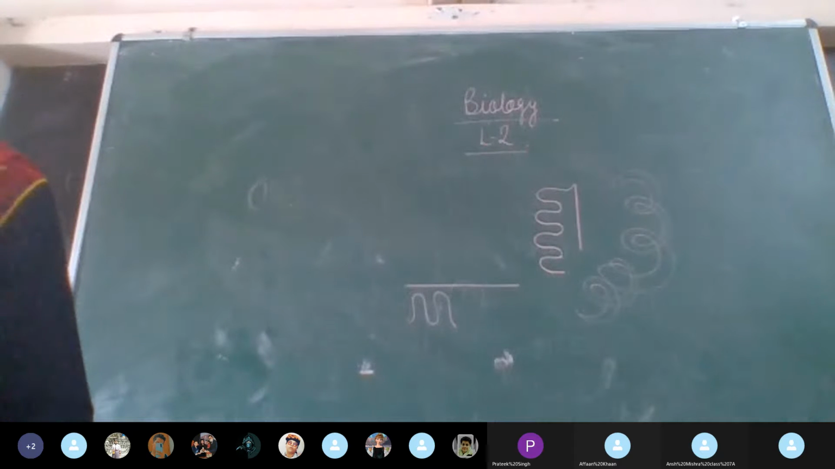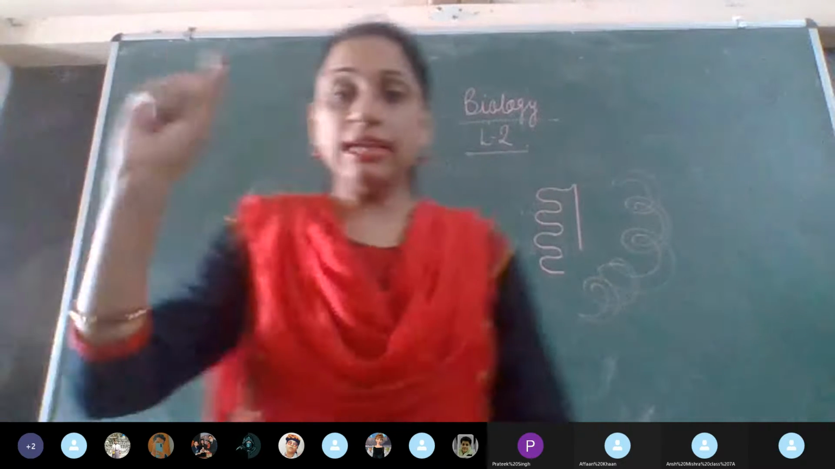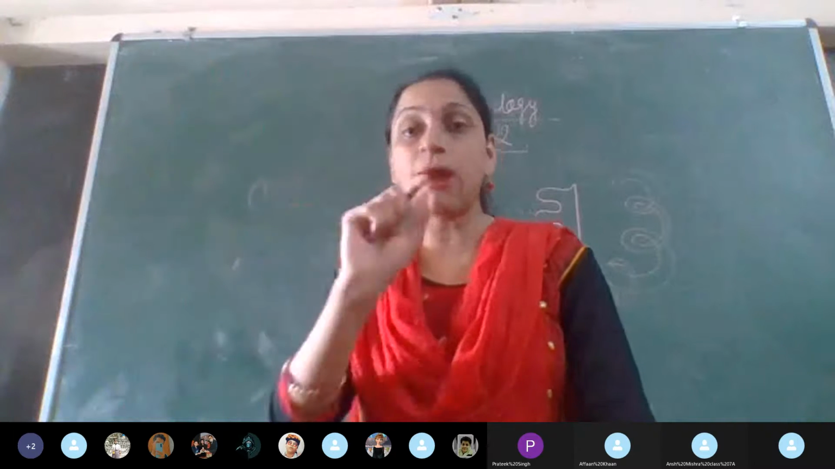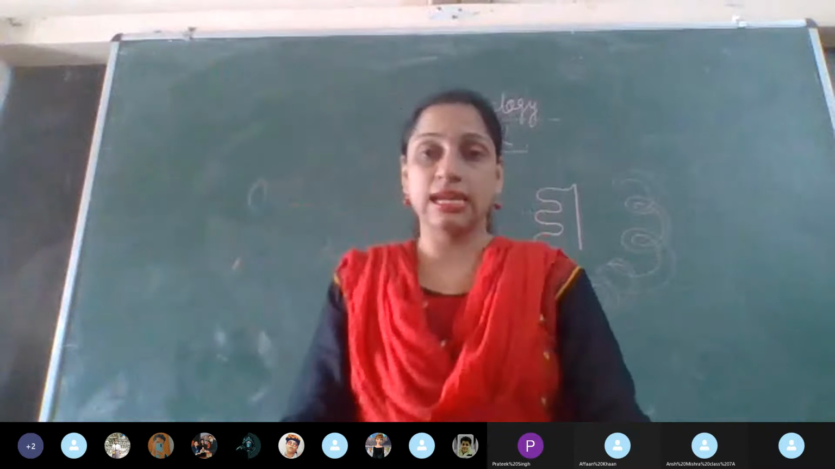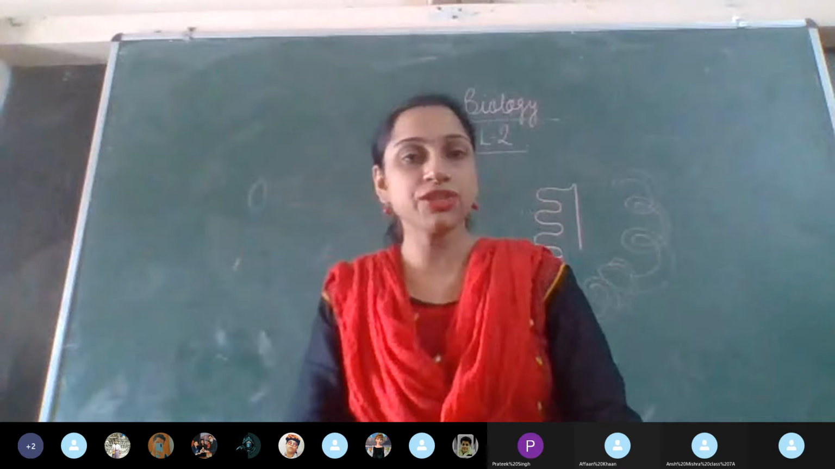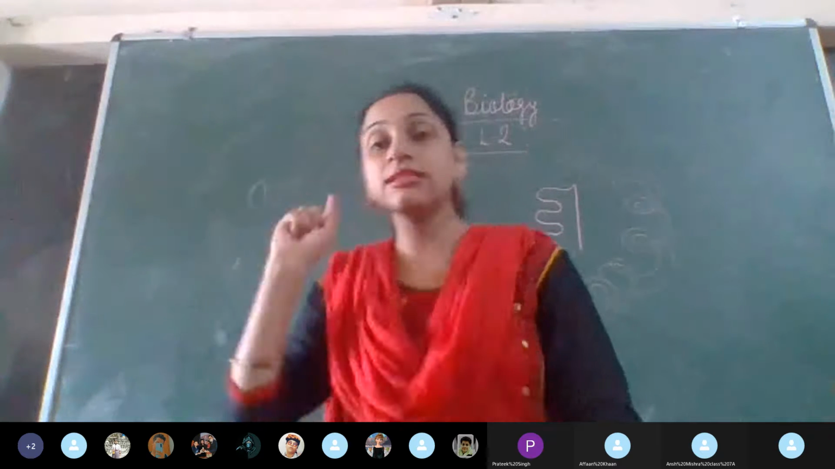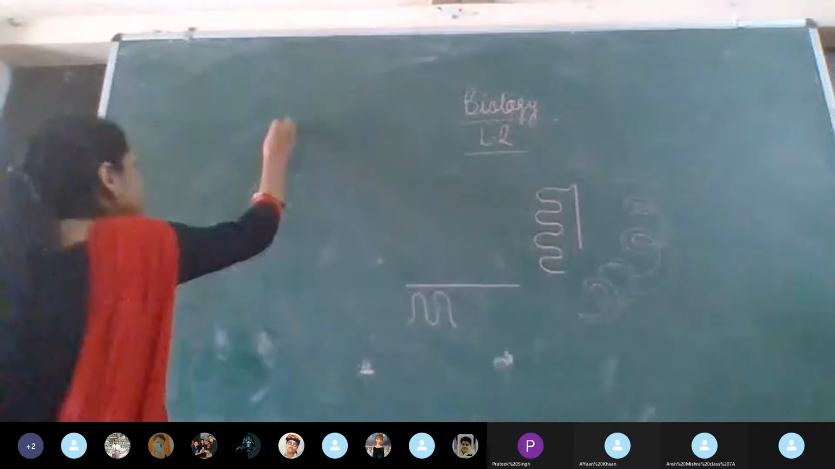Now we know about the liver. We know about the stomach, we know about the small intestine, and now the pink color structure. In the diagram, can you see the pink color coil structure? You will mark it as large intestine. Yes, I have seen your reaction. Now with the pencil, mark large intestine there.